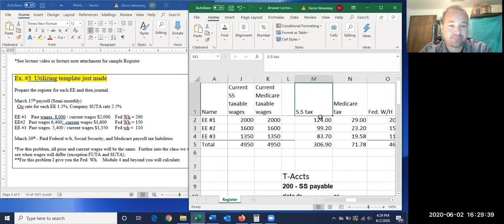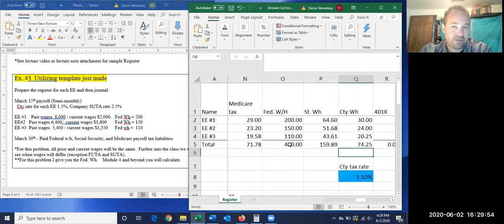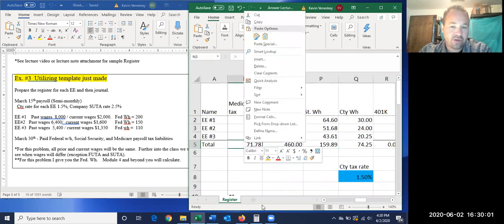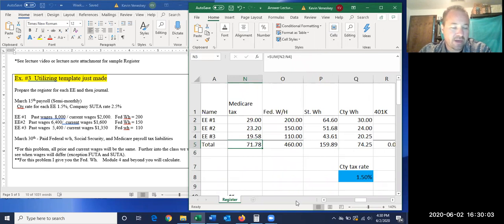So as we continue to go over now, let's check to see if you have the amount of taxes taken out correct. This cell, column J times 0.062, and you should have this in your template, is a total of 306.90. All of this should have been calculated just like this. You didn't have to do hardly any more work once your template is made properly. So check to see if your Medicare tax is correct at $71.78. These I gave us, the 200, the 150, and the 110, right here in the Word document.